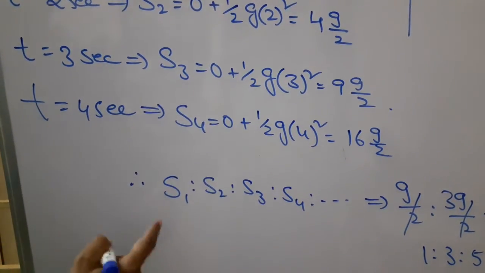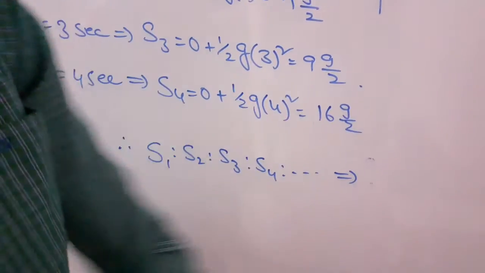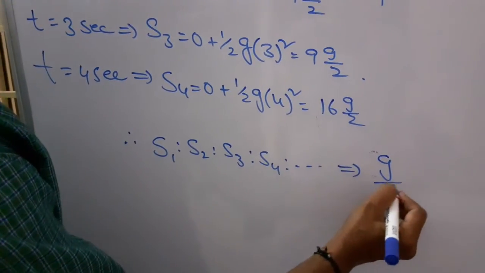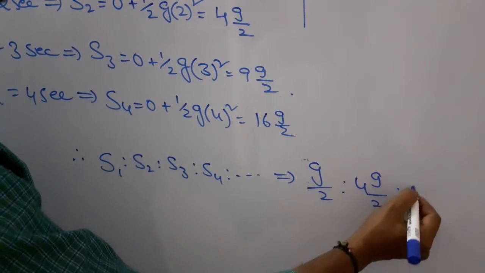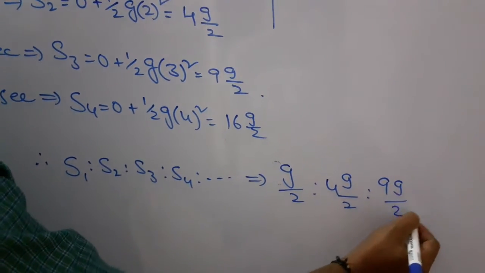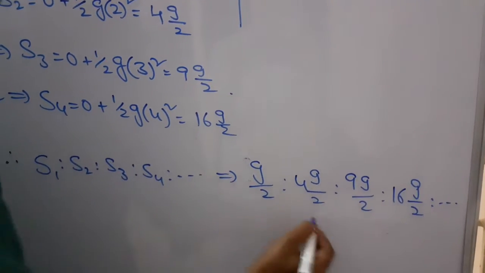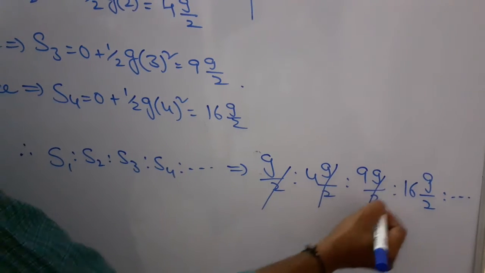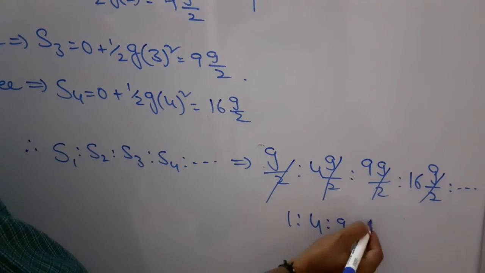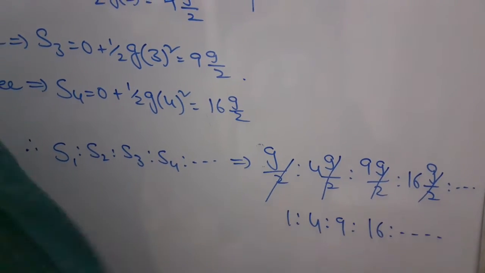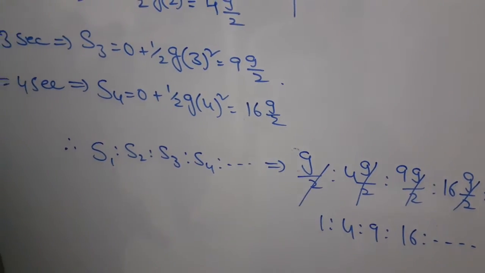Similarly, the ratio is equal to g by 2, 4g by 2, next 9g by 2, 16g by 2, and so on. g by 2 gets cancelled. Therefore 1 is to 4 is to 9 is to 16. The ratio is in squares.